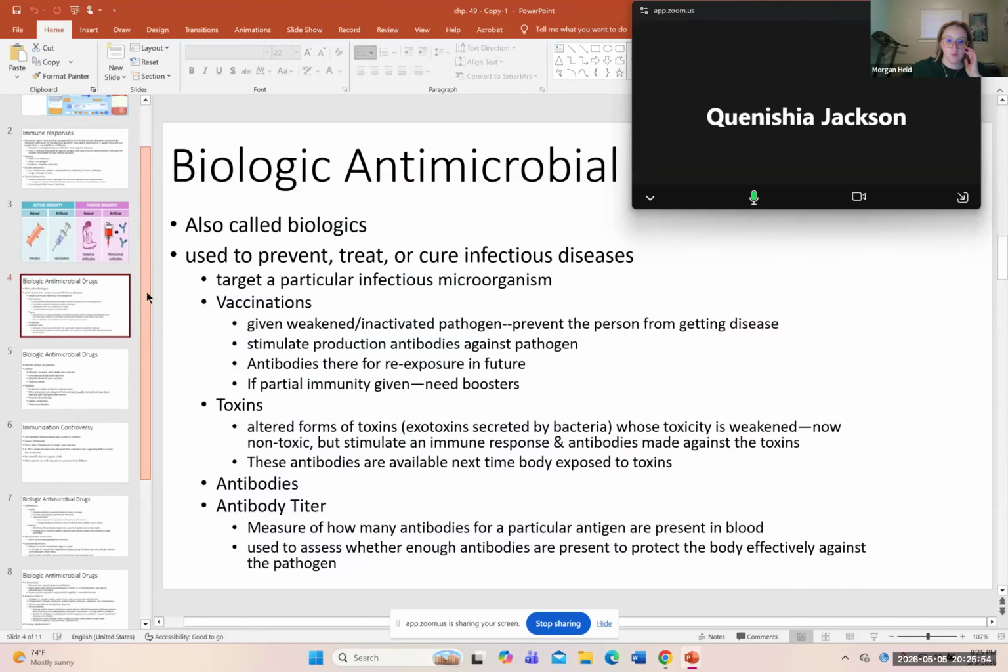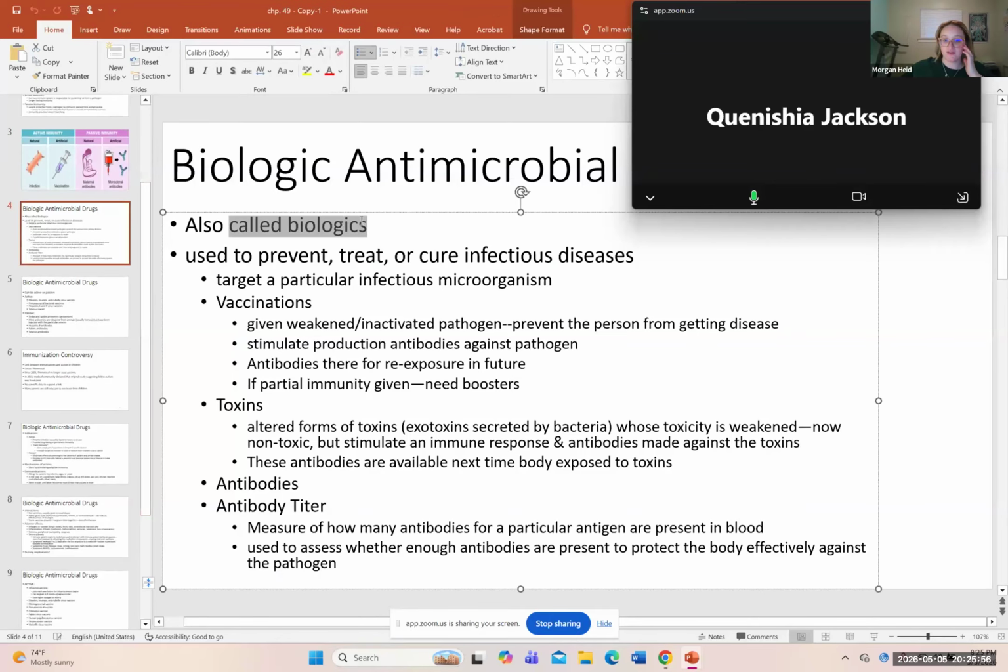All right. So biologics are basically anything that's used to prevent, treat, or cure an infectious disease. Usually the way that these are made is either in the form of a vaccine, where if it's a live vaccine, I'm giving you a weakened version of the pathogen. Or if it's an inactivated vaccine, I'm giving you a dead or deactivated pathogen. Usually we give you the dead or deactivated one so that you don't get sick from it.